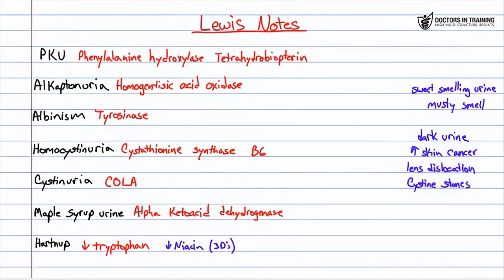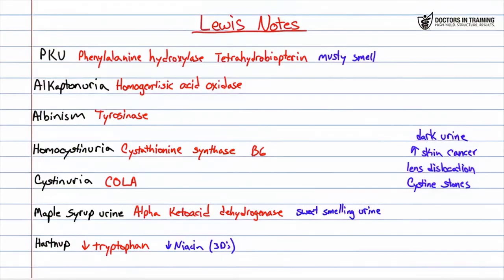Dermatitis, diarrhea, dementia. Sweet smelling urine, that one's pretty easy because it's just in the name there. So maple syrup urine disease, that one's pretty easy. The musty smell, always go with PKU if you see musty smell on a test. Dark urine, if you see dark urine, you're always going to want to go to alkaptonuria, especially if that urine's been sitting out. Also dark sclera, also dark connective tissue and that sort of thing. Increased skin cancer, very easy to go here with albinism.